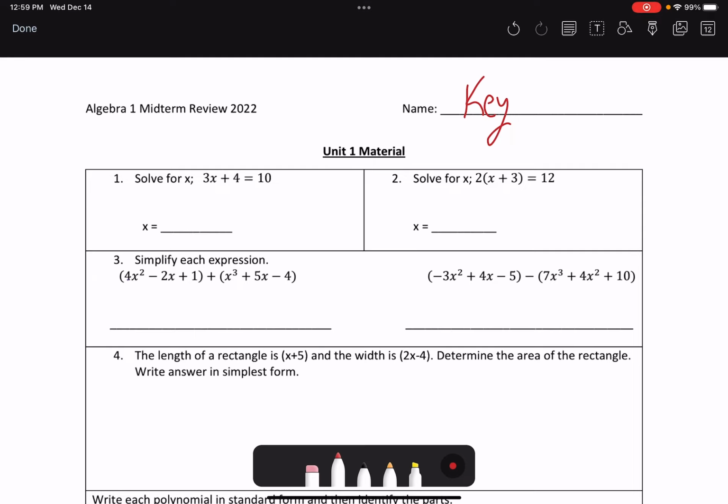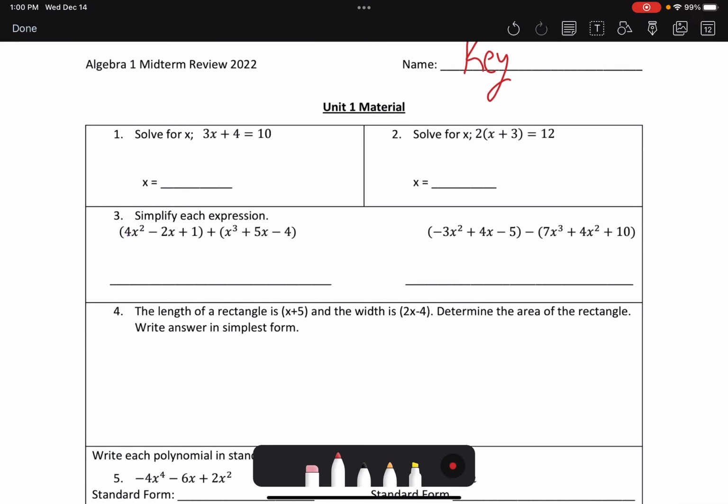I'm going to be breaking down this review by unit. So this video is going to be focused on our Unit 1 material. This was our pre-algebraic material dealing with operations with algebraic expressions.